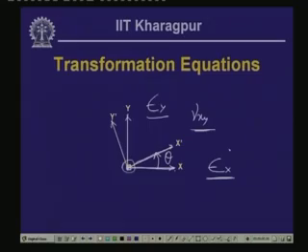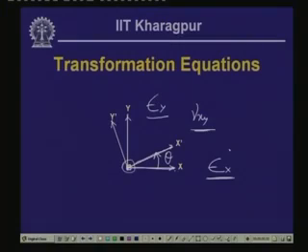Through the transformation equation, we try to evaluate the strains at that particular point with reference to a different axis system, which are x dashed, y dashed in this particular case. So, the purpose of the transformation equations is to evaluate the strain at different orientations with reference to the rectangular axis system x and y.